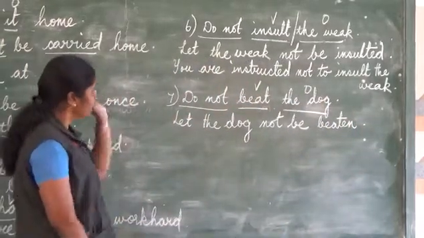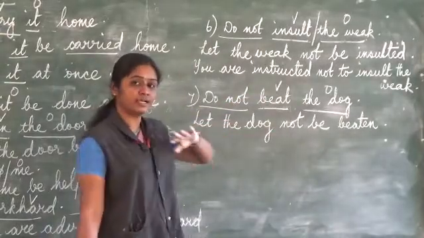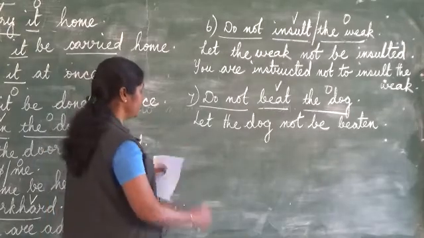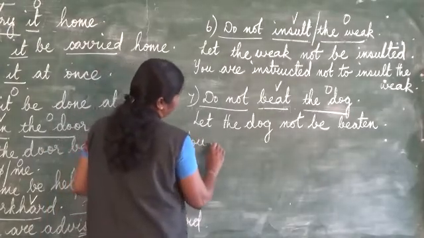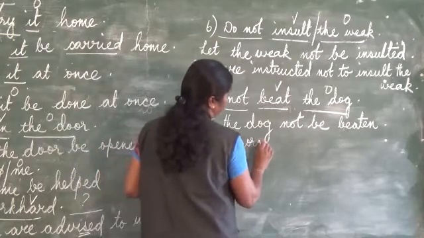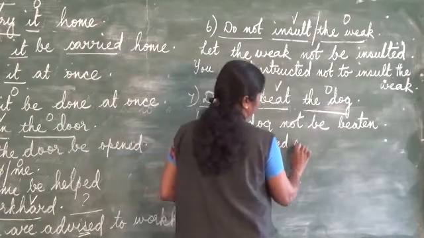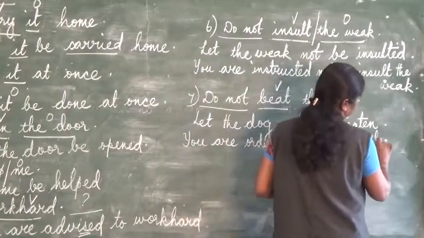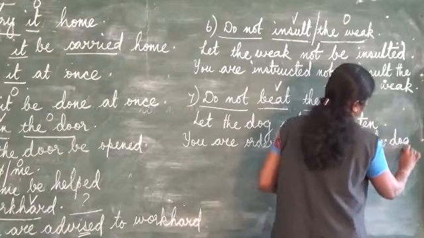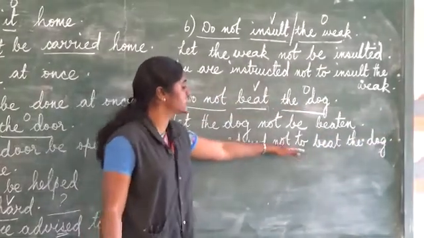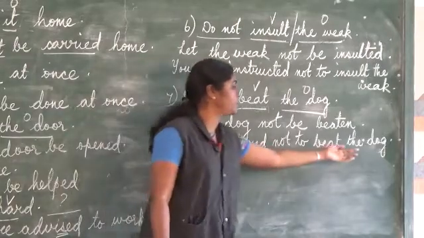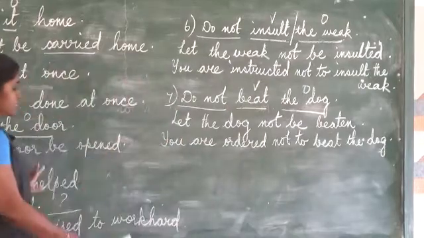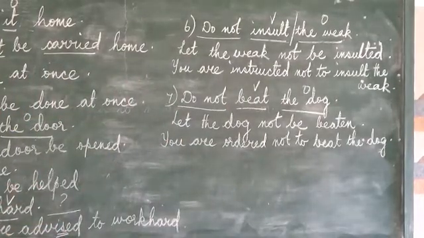Okay. Now you can take this as an advice, instruction, order or command. So you can also use "you are ordered not to beat the dog". So only up to this you have to remember and write. This part, whatever is given in the question, verb and object, you are writing as it is. So with this, your imperatives are over.